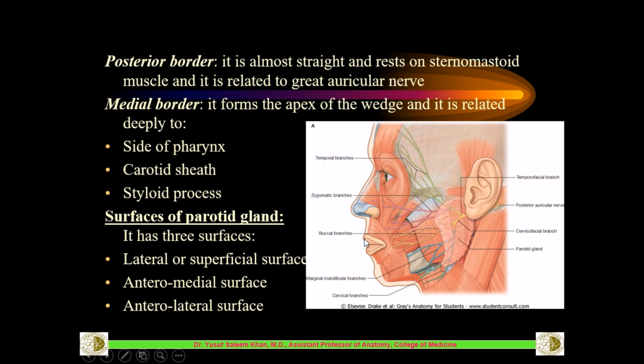The surfaces of the parotid gland are three surfaces. There is the lateral surface, or the superficial surface, which is near the skin. Then we have the anteromedial surface as well as the anterolateral surface. So there are three surfaces within this parotid gland.